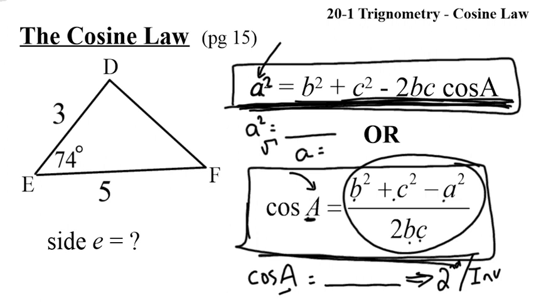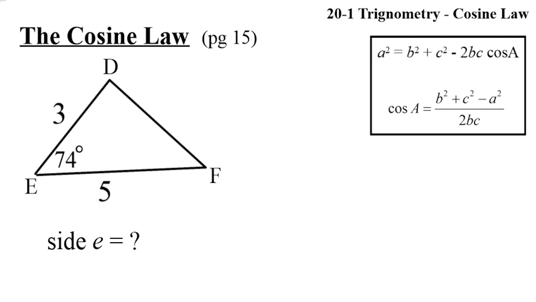So let's take a look at this first example. Why are we going to the cosine law? Well, in this case, we have an angle and we have two sides. With one angle, I can't find the other two angles using the 180 rule, so I only have that angle. I have two sides. I can't find DF. Again, some of you are thinking, why not Pythagoras? Because it's not a right triangle. That's why we're using the cosine law.